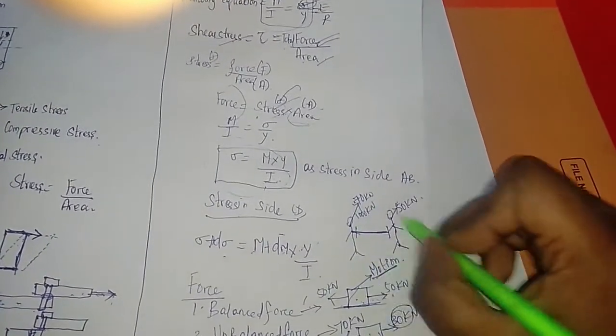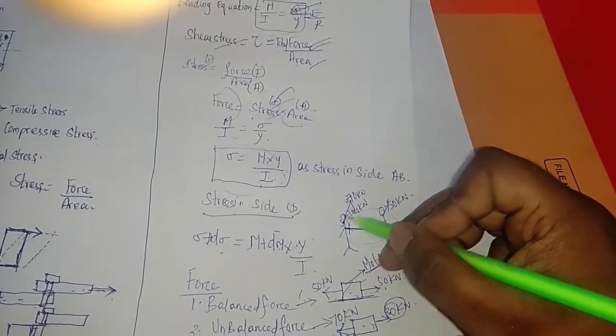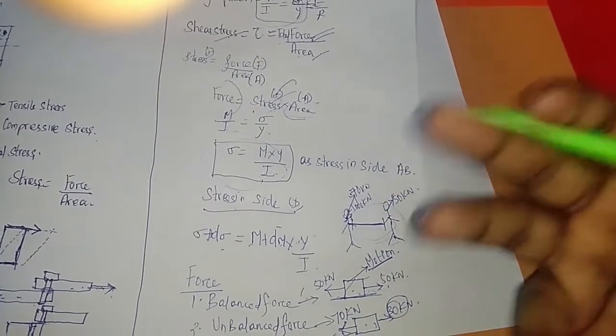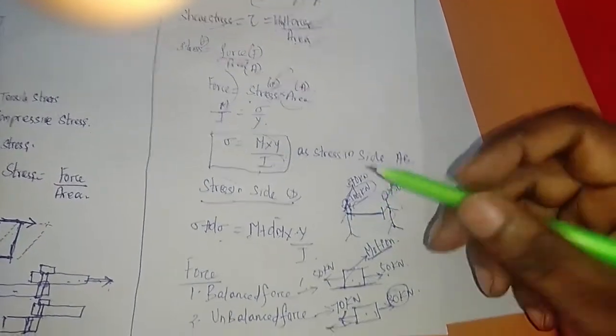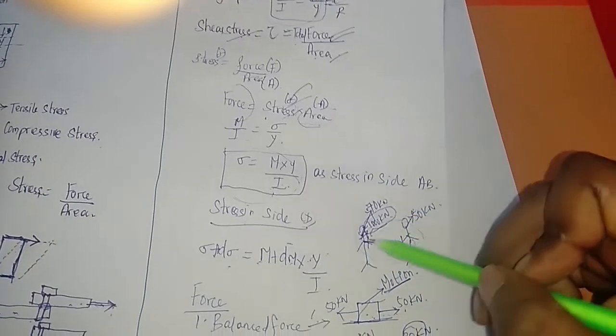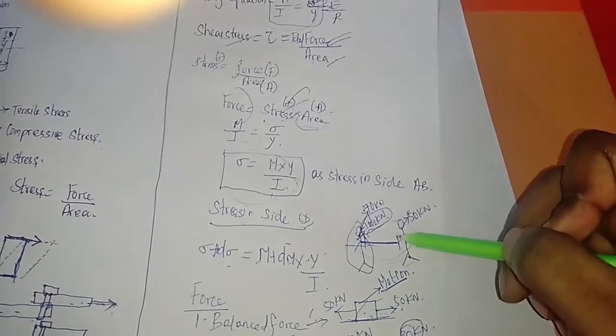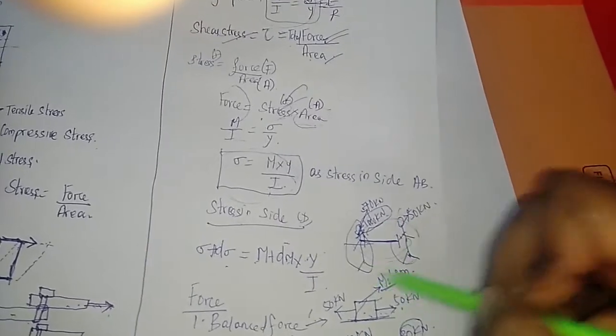So who will win? The man who has more strength and who is putting more force, like 100 kilonewton, will immediately win and pull the other man towards himself, right? So this is what unbalanced force is.